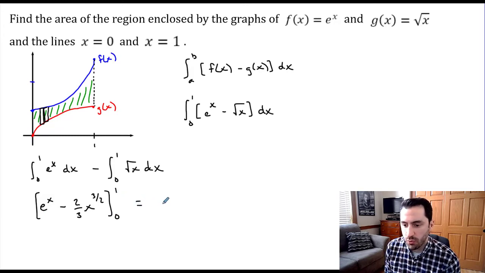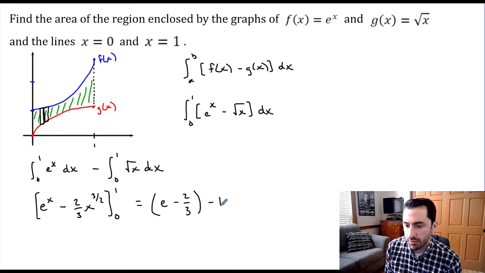So if we plug in 1, that's going to be e, and then minus 2/3. If we plug in 1 here, 1 to the 3/2 power just stays as 1. And then from that, we're going to subtract if we plug in 0. So if we plug in 0, e to the 0 power is 1. And then the second term, this whole thing will become 0.